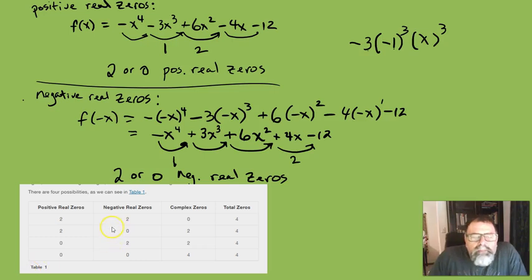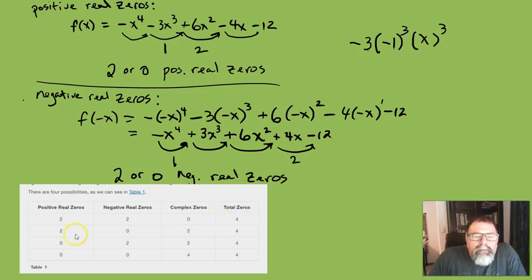Okay, the book put this table out. I thought it'd be useful to mention it. So what I was talking about, all the combinations of zeros: you can have 2 positive, 2 negative, so that would leave you 0 complex, because you're always going to get a total of whatever the degree n is. So in this case, it was x to the 4th power.